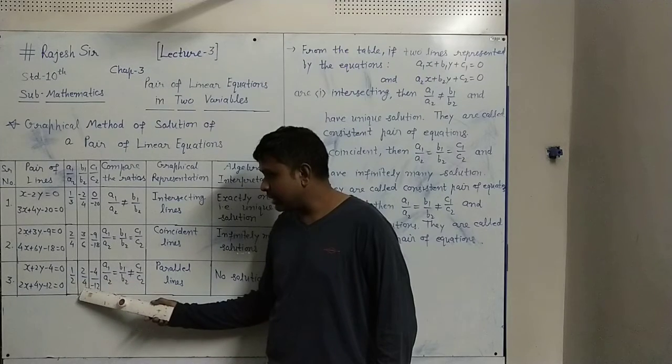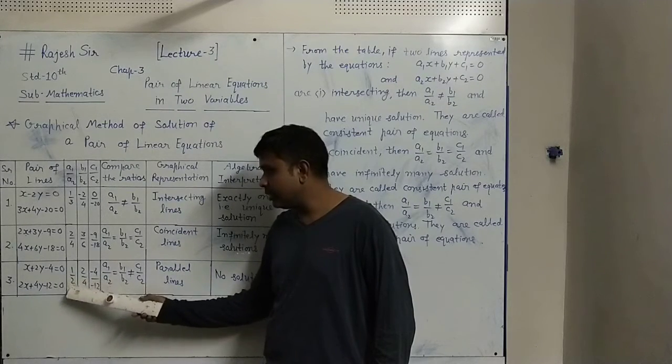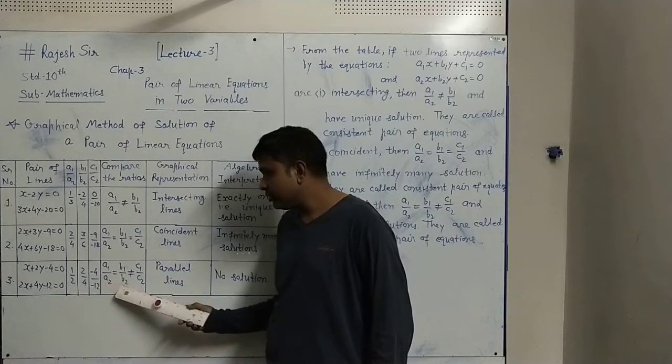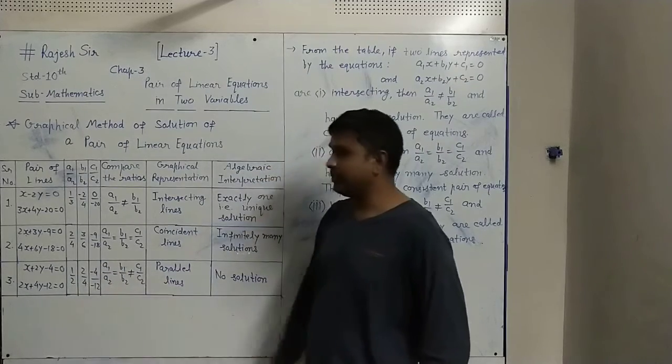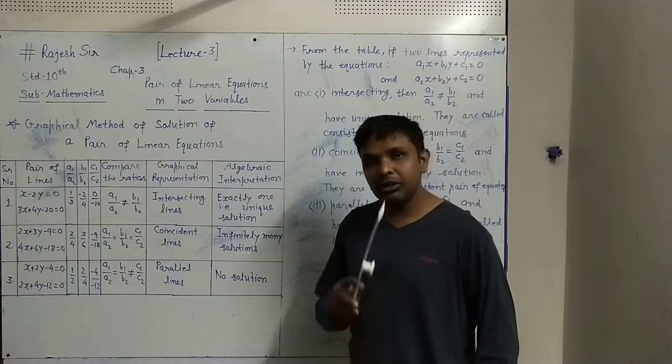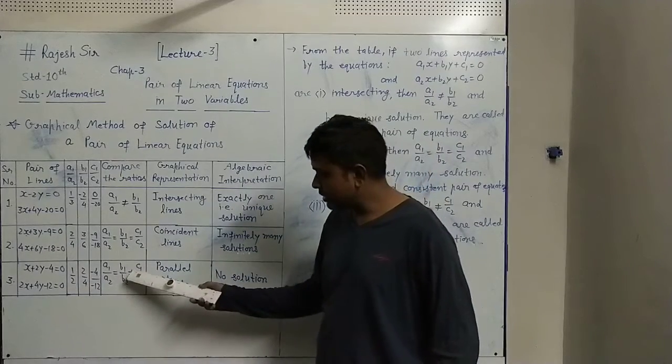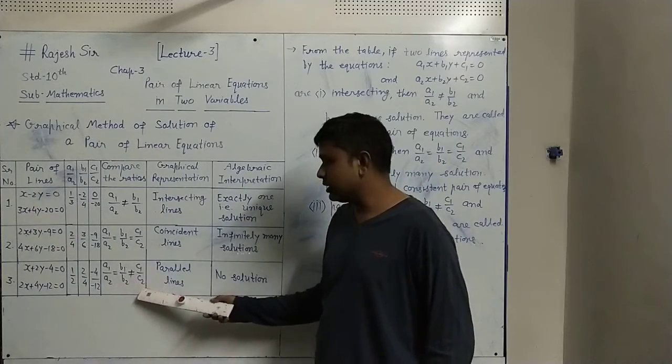These two are 1 by 2, 1 by 2. This is 1 by 3. So a1 upon a2 is equal to b1 upon b2, but c1 upon c2 is not equal. a1 upon a2 is equal to b1 upon b2, but not equal to c1 upon c2.